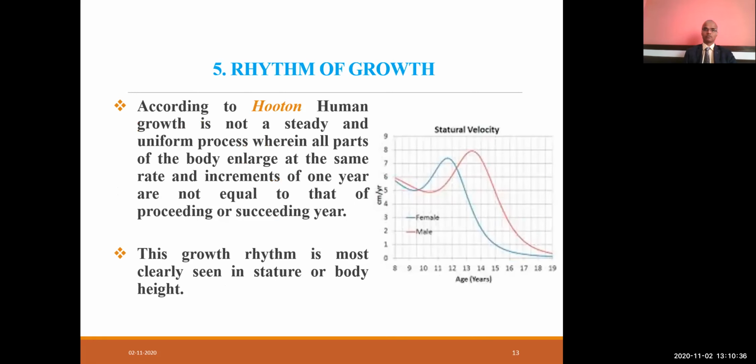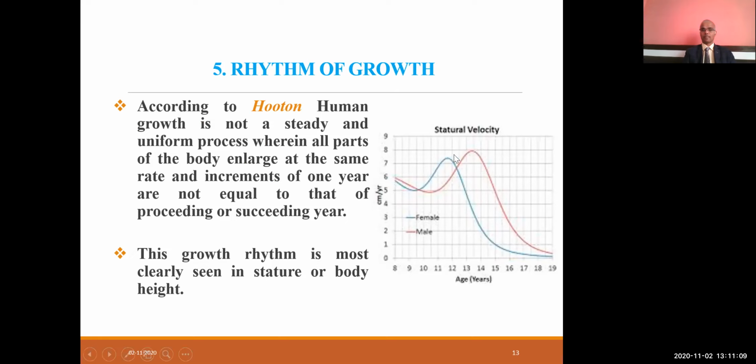Rhythms of growth. According to Houghton, human growth is not a steady and uniform process wherein all parts of the body enlarge at the same rate, and increments of 1 year are not equal to that of preceding or succeeding years. This growth rhythm is most clearly seen in stature or body height.